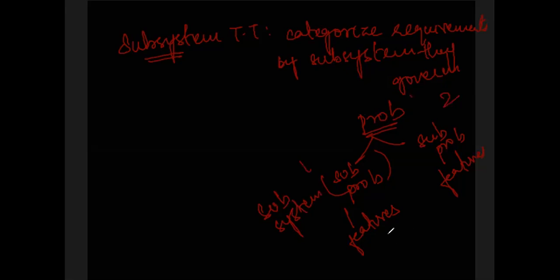So you're going to categorize the different requirements. These features are your requirements. So specific requirements 1, 2, 3 fall into subsystem 1. That will be identified. Then 4, 5, 6 fall into subsystem 2. So you're going to categorize all the requirements based upon this.